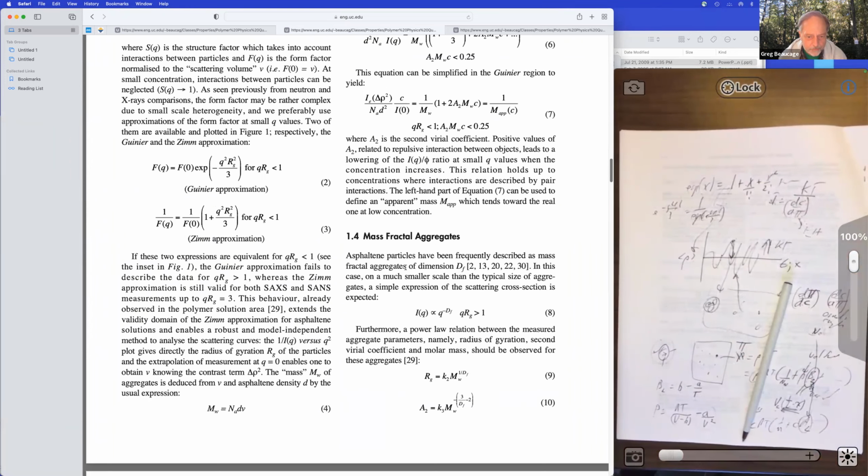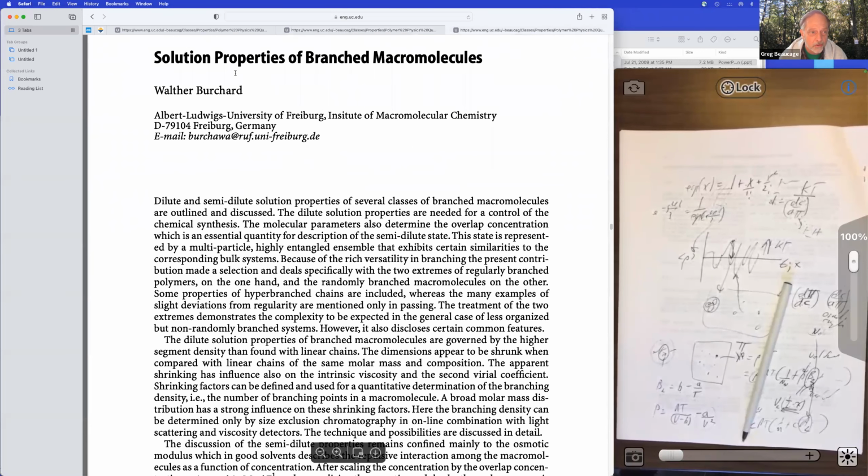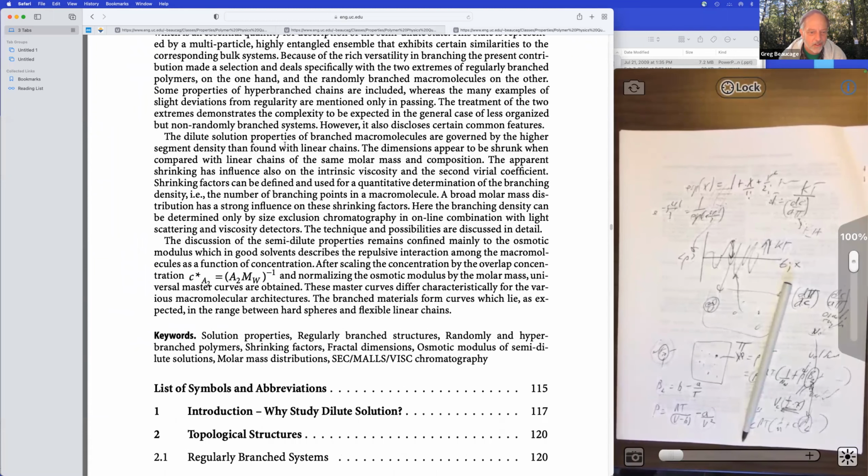Then he goes through a bunch of things. The first thing he does is define this A2 in terms of this expression for the molecular weight. Where does that come from? This reference 29 is this book that I put up also, and it's a chapter in a book. It's an 83-page chapter on solution properties of branched molecules.